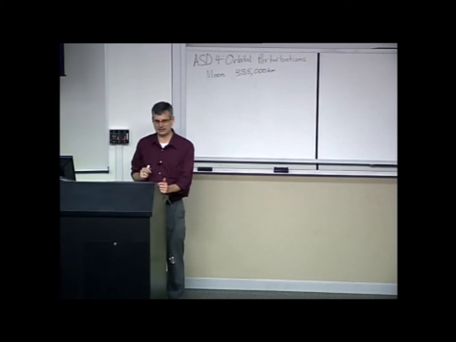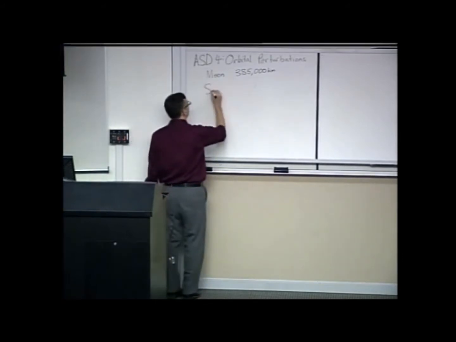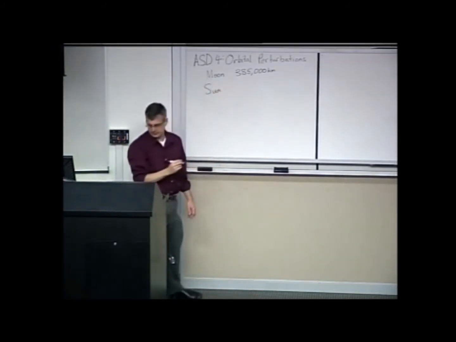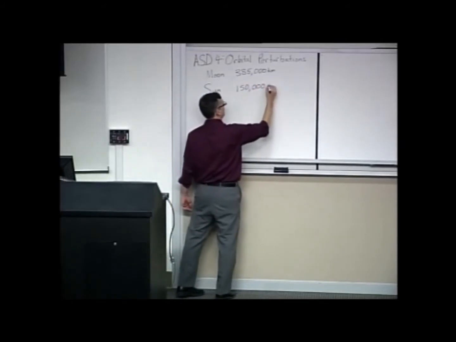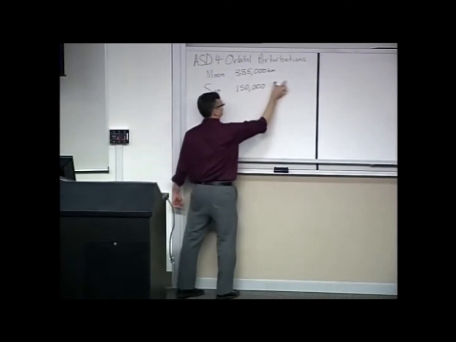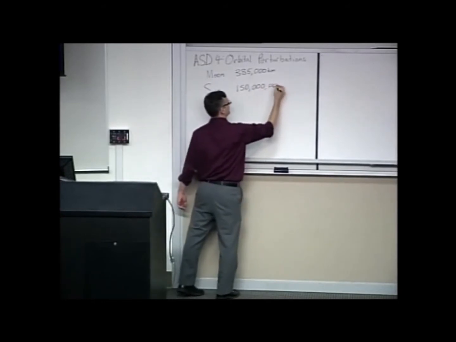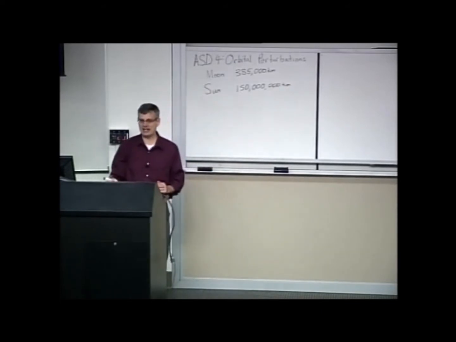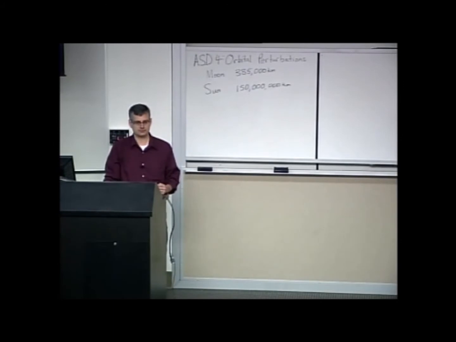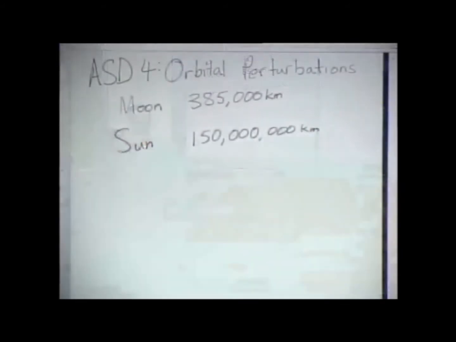What's the next body in the solar system that's going to influence? Mars? Not quite, no. The sun. The sun is 150 million kilometers away. Much farther than the moon, but of course much, much more massive. And so that's why it comes in as a close number two, a close second to the moon. What it lacks in distance, it overcomes in sheer mass.